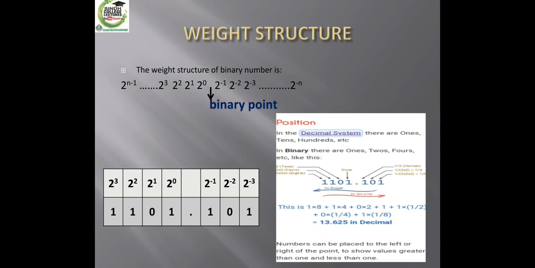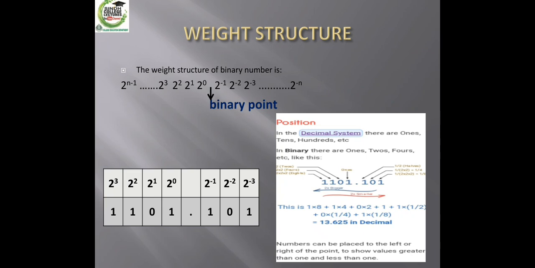Like the decimal system, the binary number system also has a positional value system with weights that are powers of 2. For the whole number just left of the point, the weight is positive and increases from right to left, beginning with 2 power 0, 2 power 1, 2 power 2, then 2 power 3. Or we can say 1s, 2s, 4s and 8s.